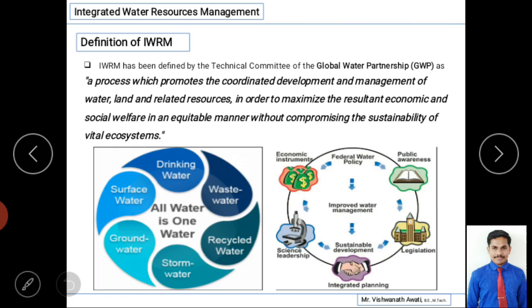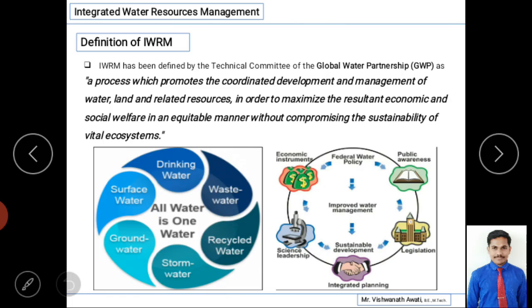So here, according to Global Water Partnership, they gave a definition. The definition is that it is a process which promotes the coordinated development among the different stakeholders and management of water, land and related resources. So here they are not focusing only on water, even though it is water related, but also on land and related resources, in order to maximize the resultant economy.